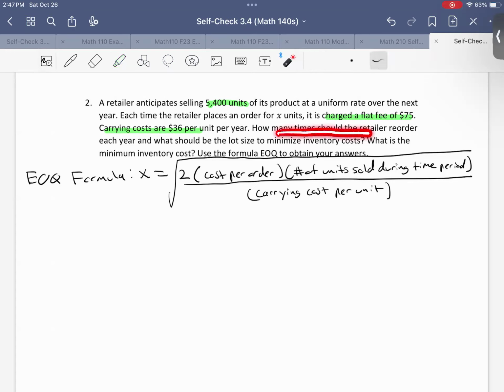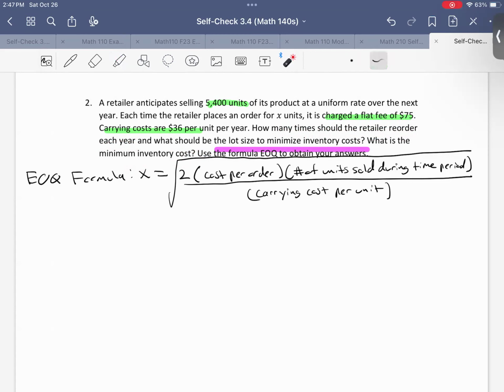How many times should the retailer reorder each year? What should the lot size be to minimize inventory costs? And what is the minimum inventory cost? And notably, we want to use the EOQ formula to obtain these answers.